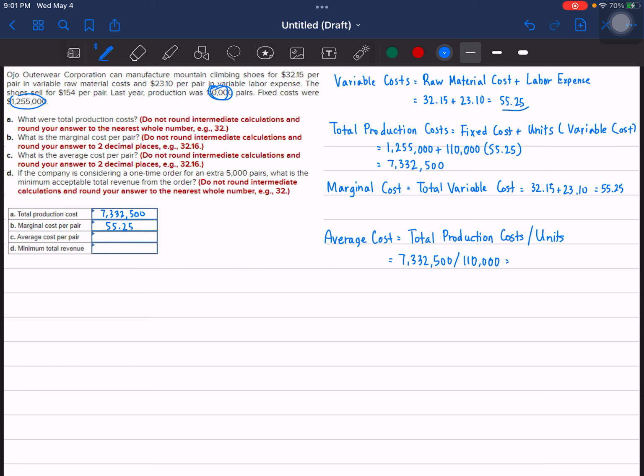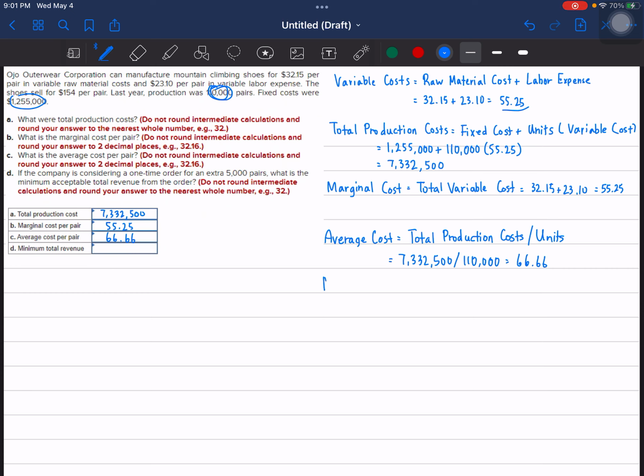So you just plug that into your calculator. 7,332,500 divided by 110,000. So that's about equal to 66.66. So that is our average cost.